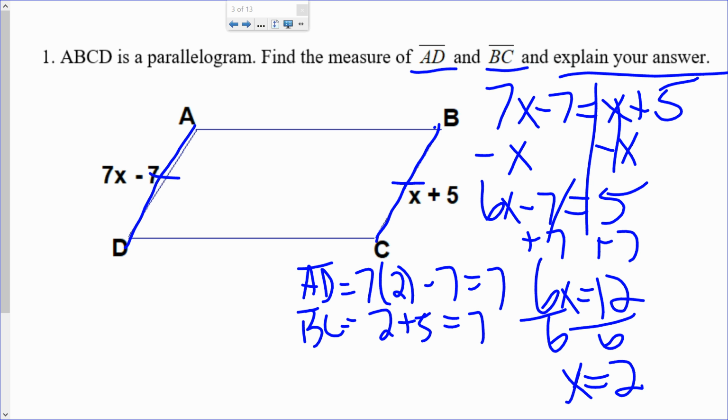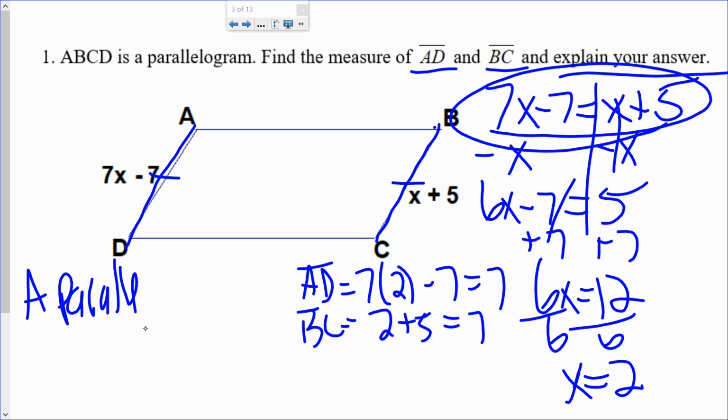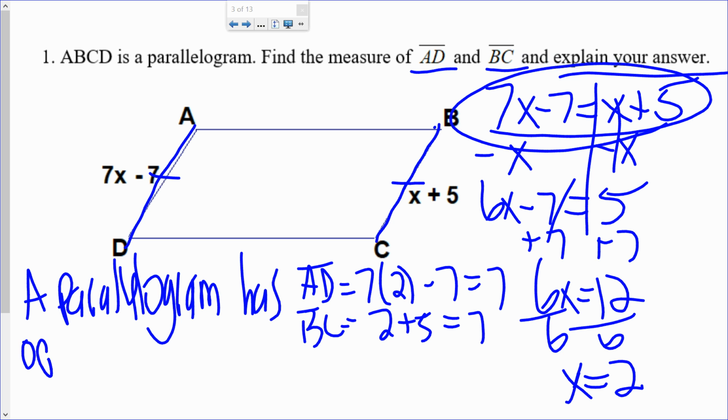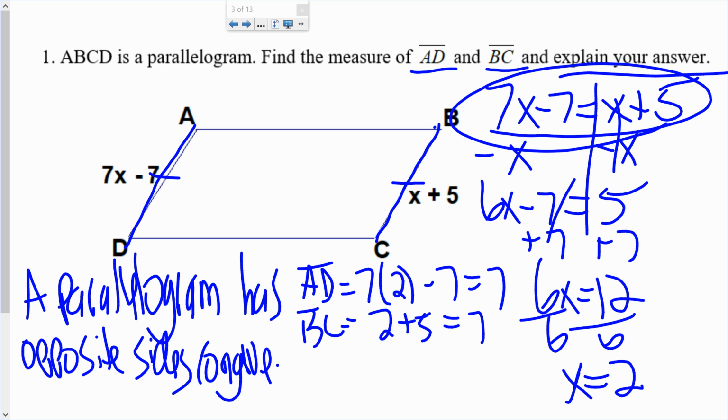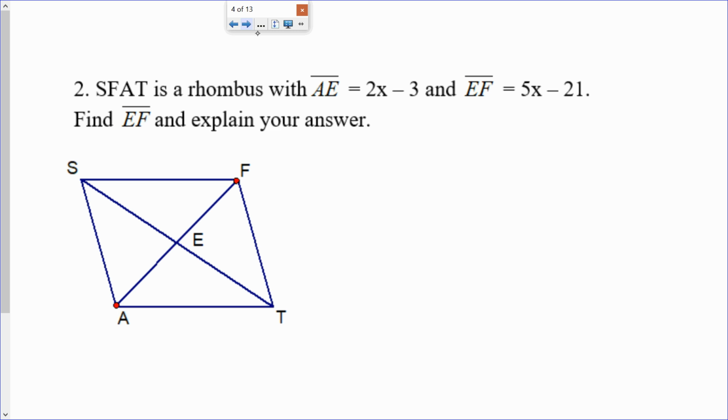So explain your answer. Well, why did I set these equal to each other? What property did I use? A parallelogram has opposite sides congruent. So that's what this lesson is. We're going to use the properties that we talked about in the last lesson, but we're now going to apply algebra to that. We're going to use those properties and create equations to represent the situations. With these segments, it's almost always going to be congruent, so it's going to almost always be equal to each other. So when in doubt, with segments especially, set things equal to each other.